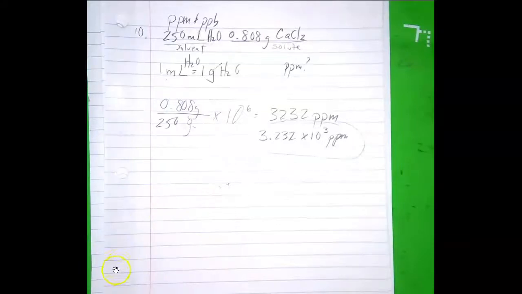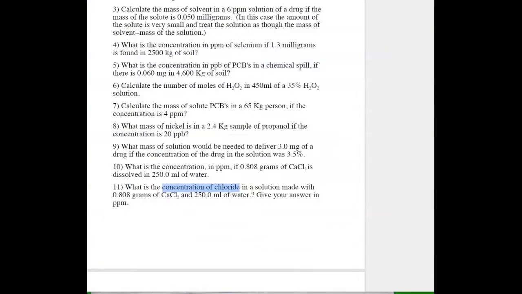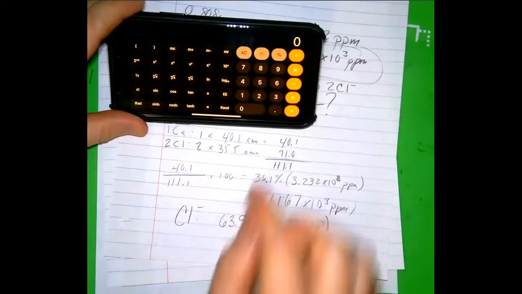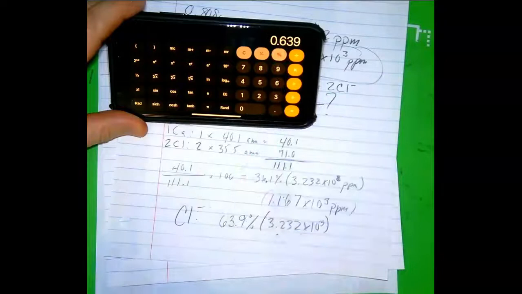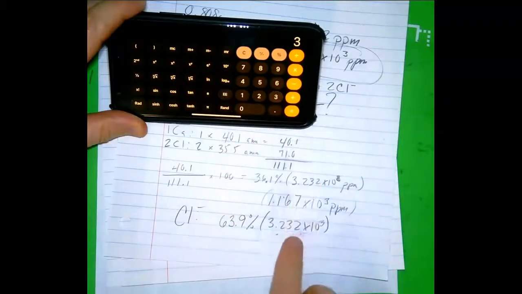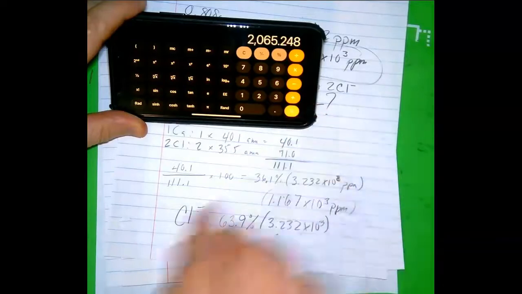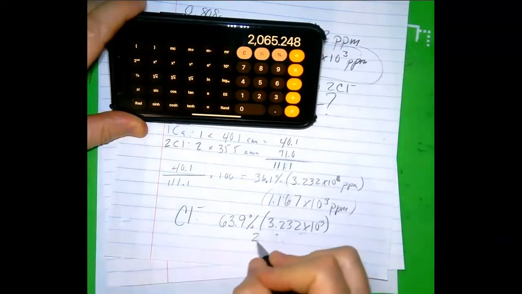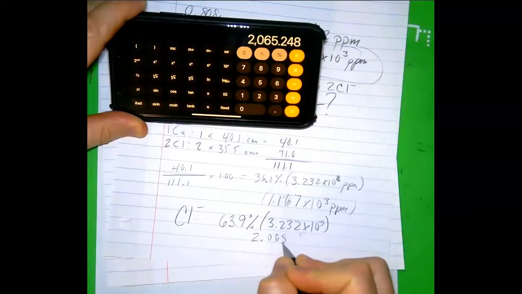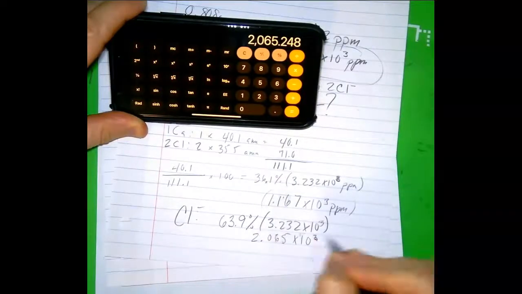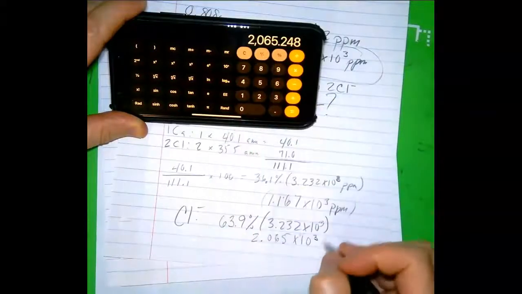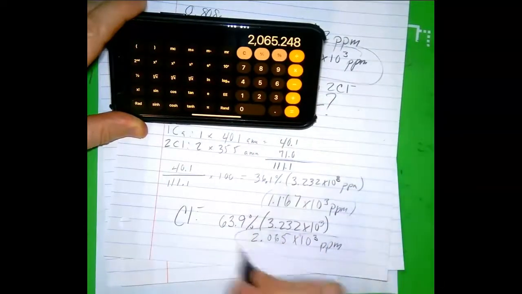And let's do number 11. Number 11 is pretty much the same question, except it's asking for the chloride ion. Strictly the chloride ion. So let's take a look at that. We're going to say 63.9% times 3.232 times 10 to the 3rd equals 2.065 times 10 to the 3rd ppm. That's our answer. Let's check it.